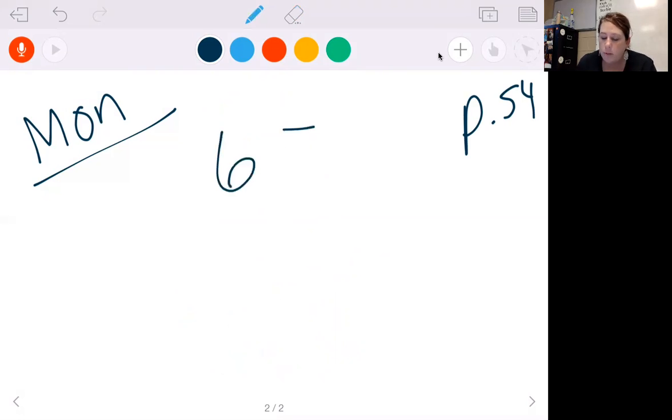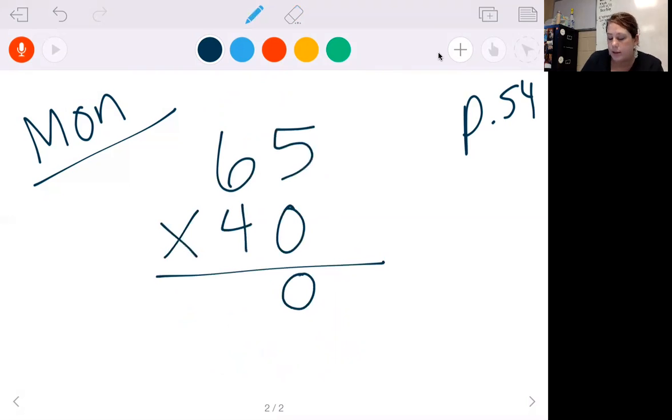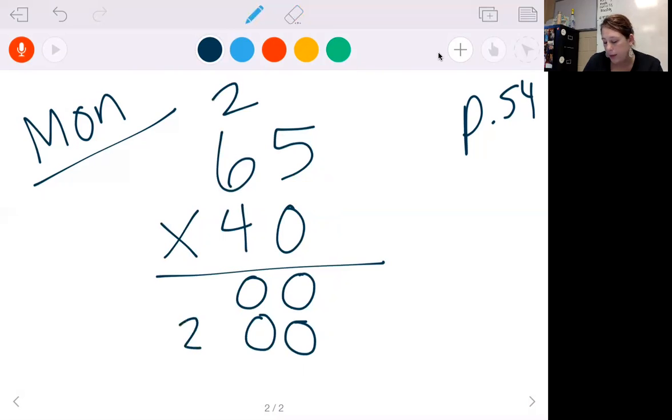Start with the 0 and multiply it by the 5. 0 times 5 is 0. 0 times 6 is 0. Then I put my placeholder 0. We can't forget it. If you forget it, you're going to get the wrong answer every time. Then I do the 4. 4 times 5 is 20, so I put my 0, carry my 2. 4 times 6 is 24, plus 2 is 26. So when we add that all up, we get 2,600.